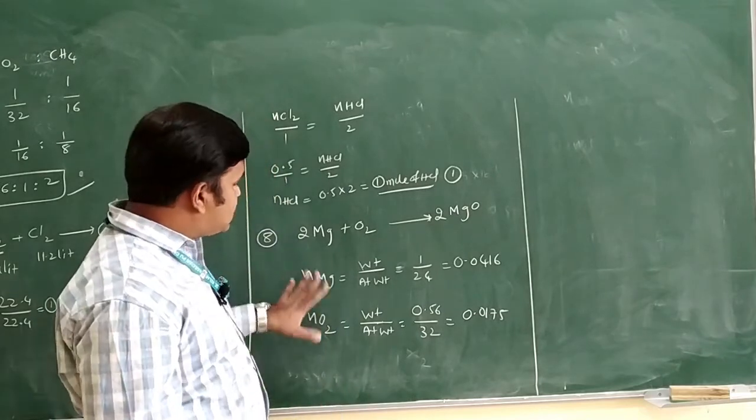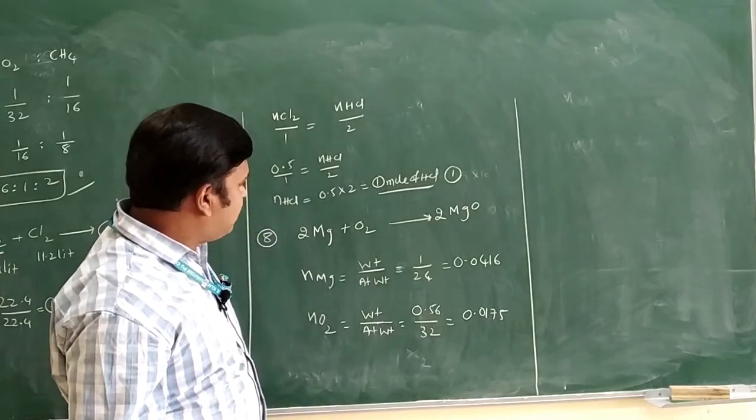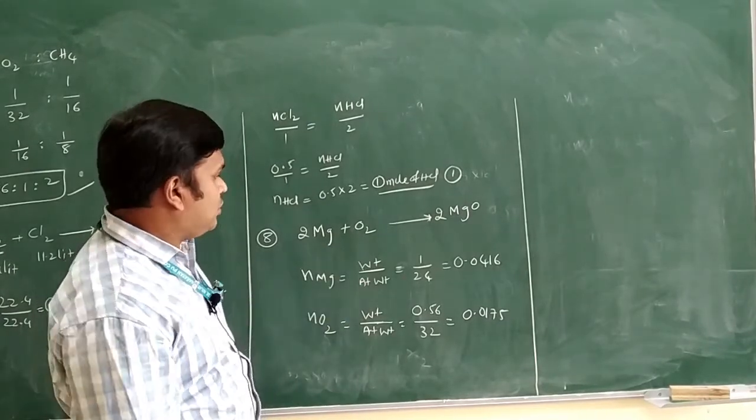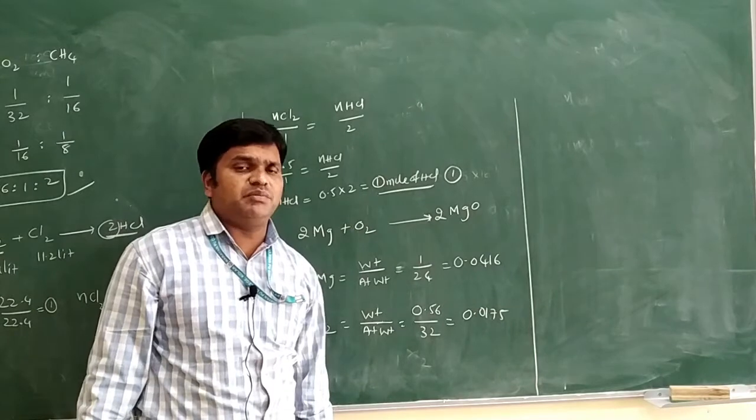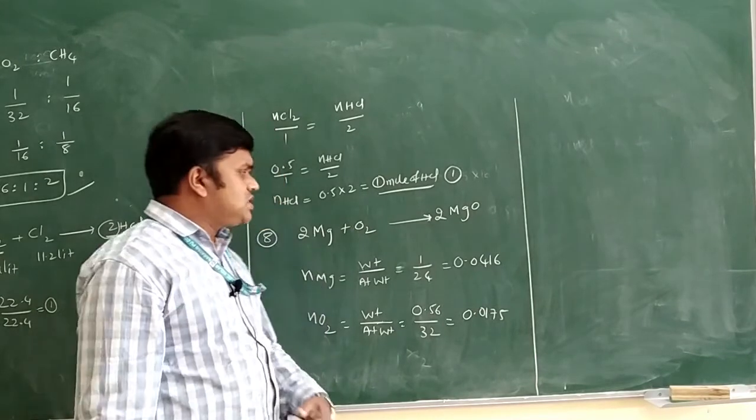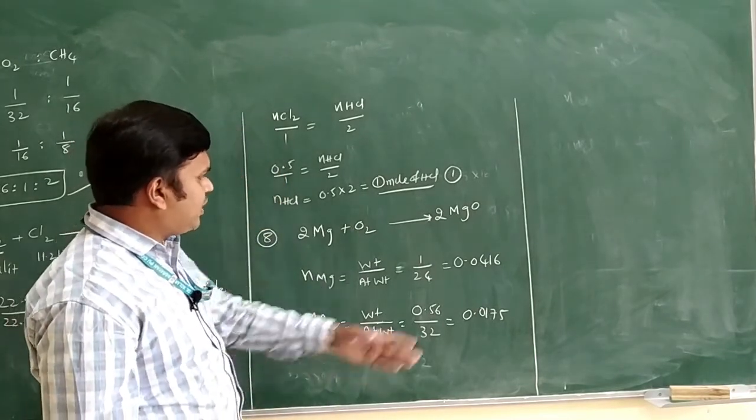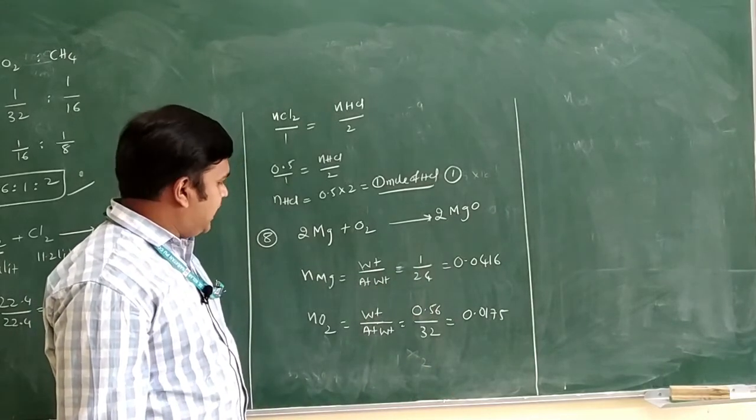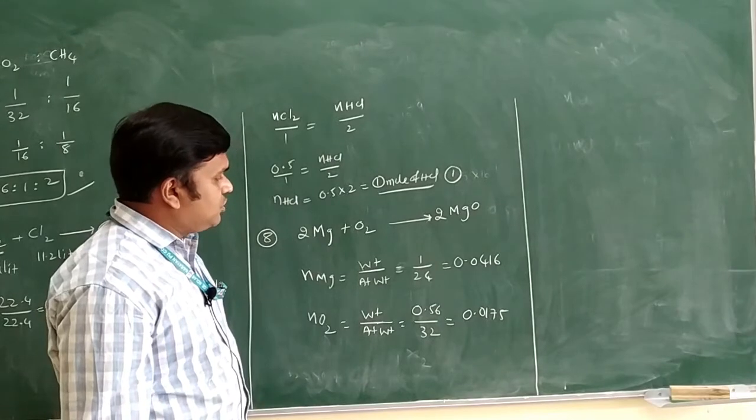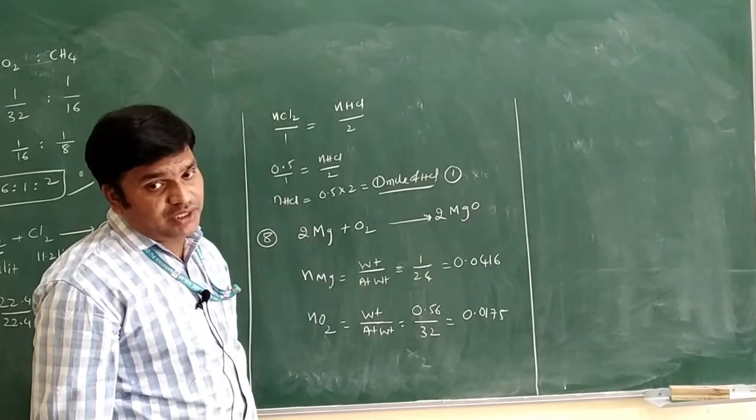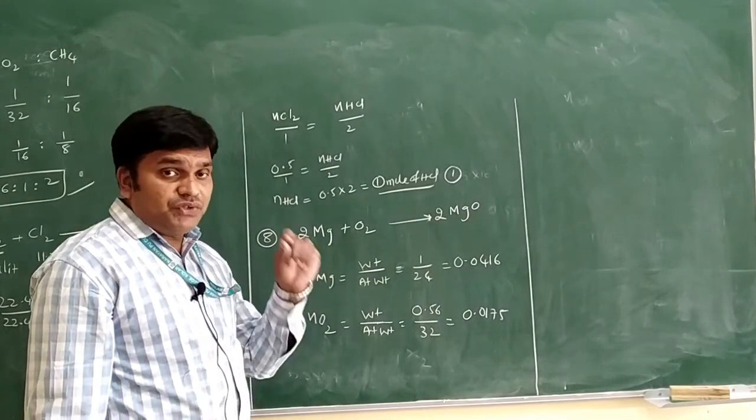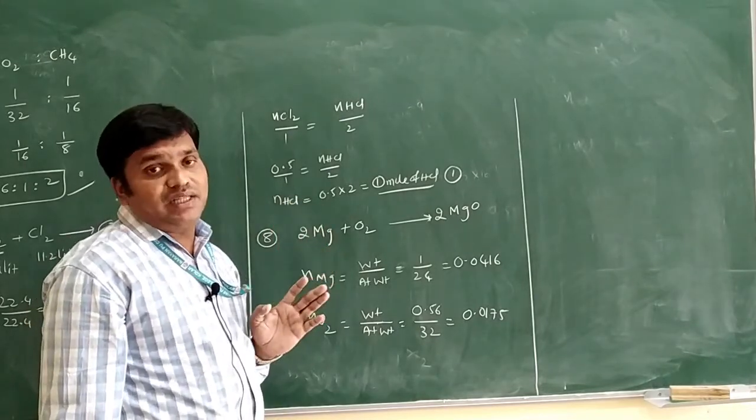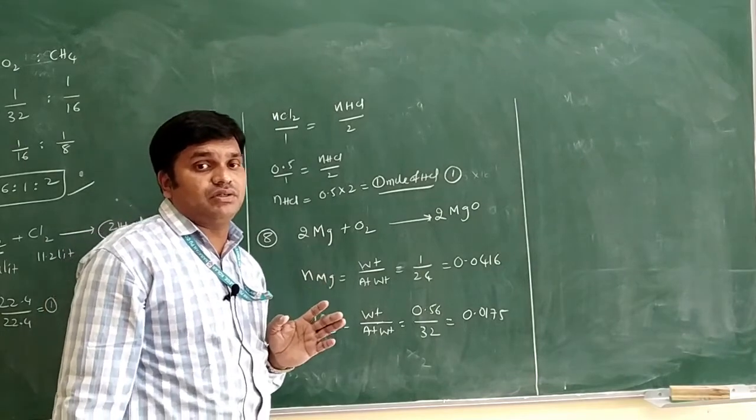So among these, we have to identify the least number by taking the stoichiometric quotients. We can apply the limiting reagent concept here. The number of moles of magnesium we have is 0.0416, and the number of moles of O2 is 0.0175. From this we have to find out which is the limiting reagent and how much reactant is left in the reaction.